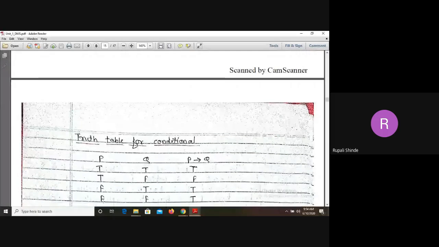Now we have to see the truth table for conditional. So P and Q are given. Then P conditional Q has truth value F when P is having truth value T and Q is having truth value F. That's why this second value is false, because P is having truth value T and Q is having truth value F. So T, F, F, and for the remaining it is always true.